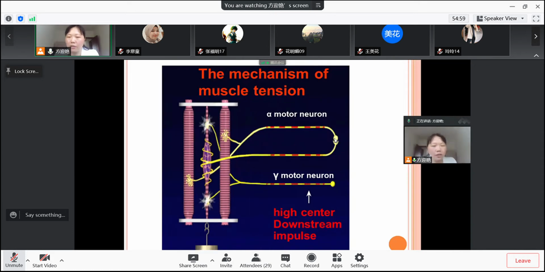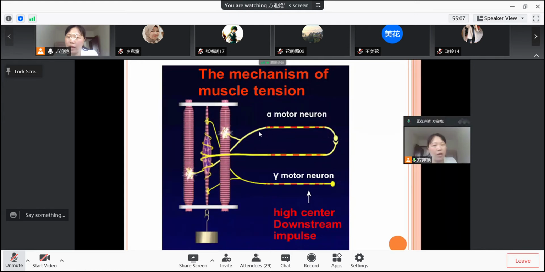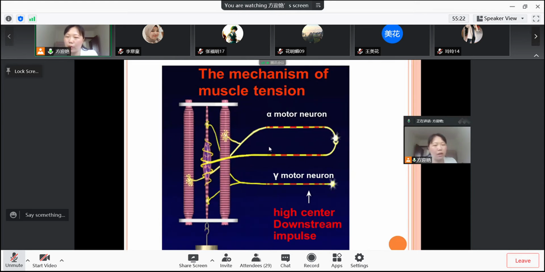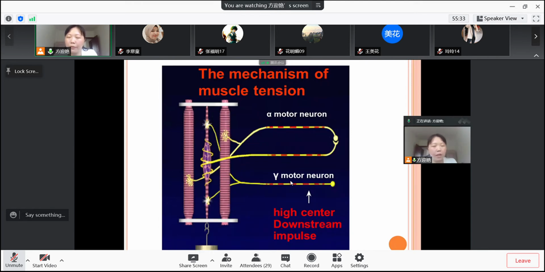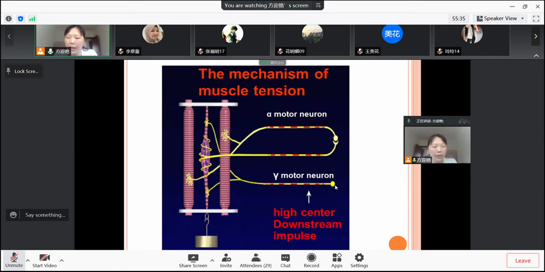This alpha motor neuron fiber then innervates the actual extrafusal muscle, and leads to the total skeletal muscle contraction. This process we call the stretch reflex. And here we also know that if they stimulate the gamma motor neuron, this is the gamma nerve fiber.